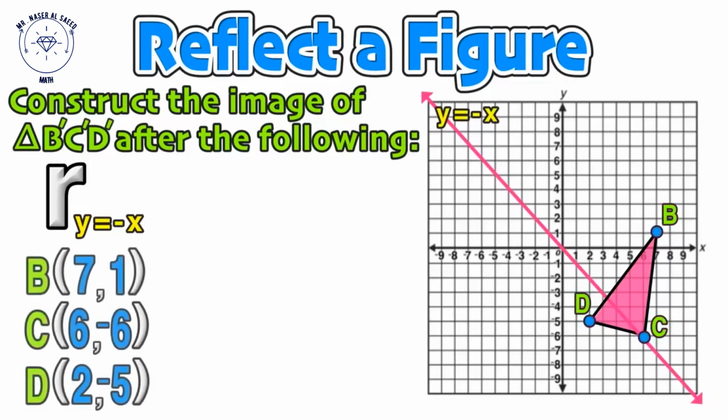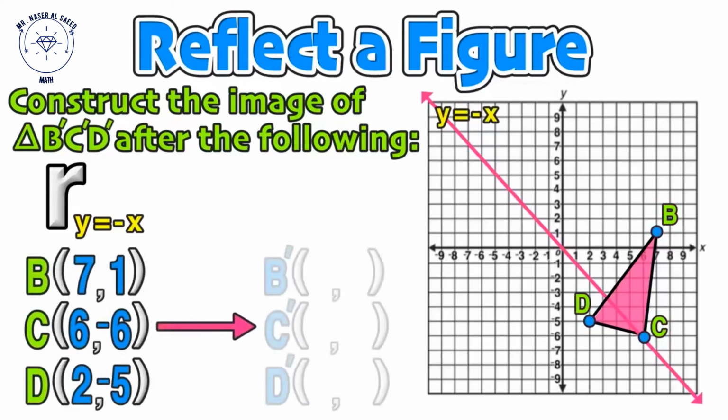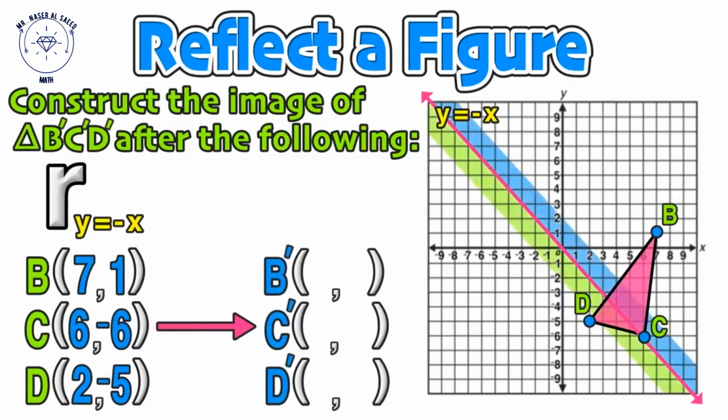Again, let's start by constructing the line of symmetry and writing down the coordinates of the vertices of triangle BCD. Note here the figure is resting on top of the line of symmetry, that is, in two different regions. Now we know that since point C is directly on the line of symmetry, C prime will have the same coordinates of (6, -6).